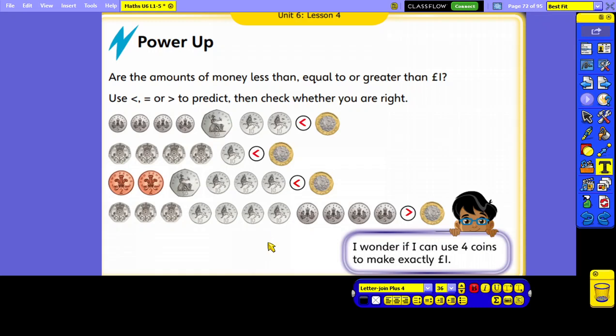Okay, so your answers are here. The first three are less than in the coins this side, and then the very last one is just over £1. So you were comparing all of those amounts to £1 in your power up. So well done if you got those.